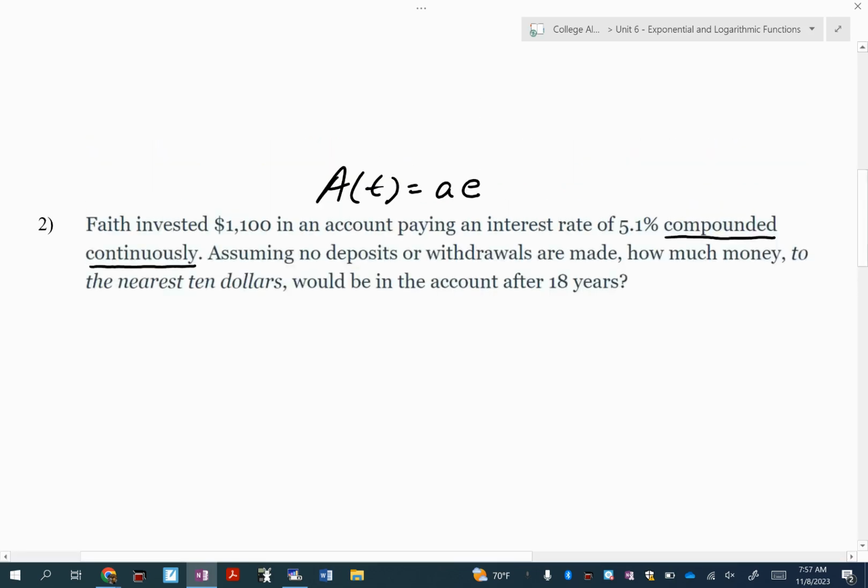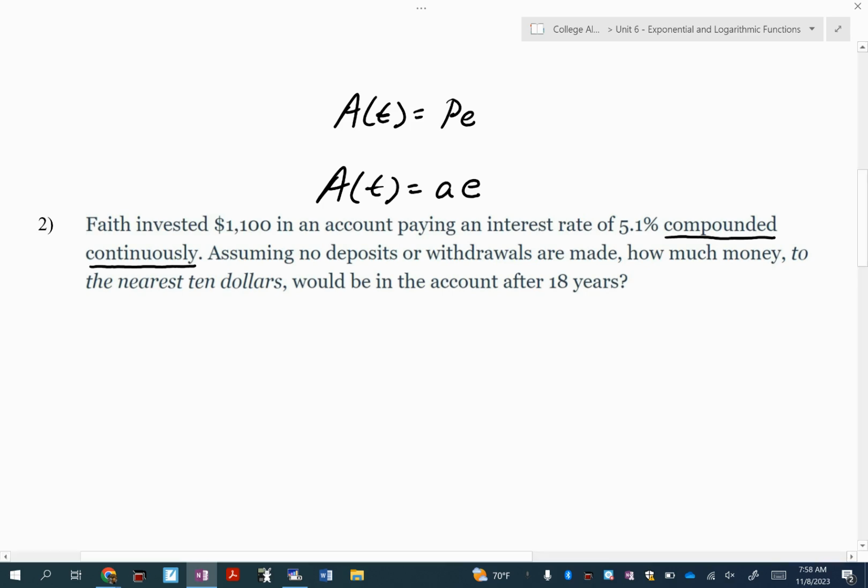I'll tell you honestly, when you do this in college, we always use P for principal, but I wanted to continue with the idea of using that A for initial value. It's the same thing. Capital P means principal. It's how much you're investing to start. So A is the initial amount. But E, does anyone know this number?